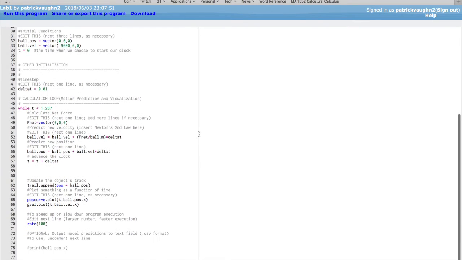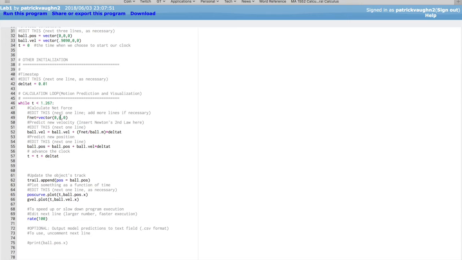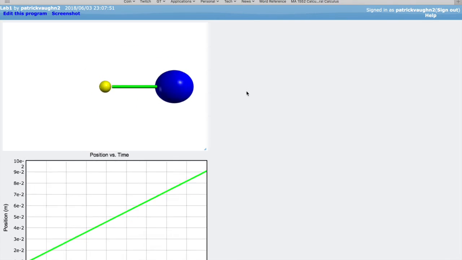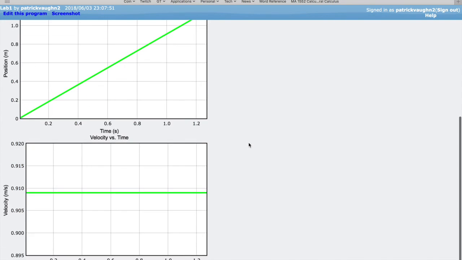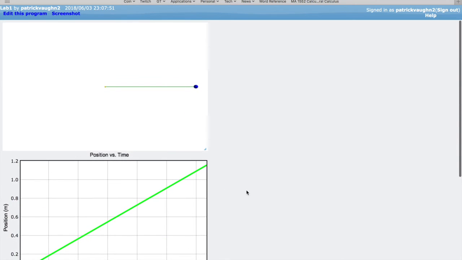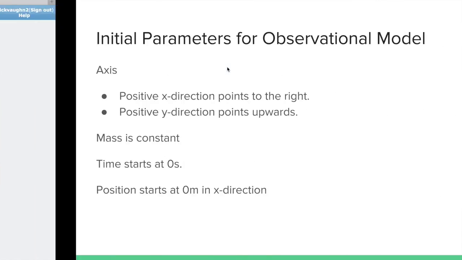I set net force equal to 0 because we want this model to be running at a constant velocity. I set the ball's velocity equal to the previous velocity plus the net force over the ball's mass times the change in time. This is the implementation of Newton's second law. I also set the ball's position equal to the previous position plus the velocity times change in time. This is the velocity equation. And here's the computational model. As you can see, the position versus time graph is linear, and the velocity versus time graph is constant.